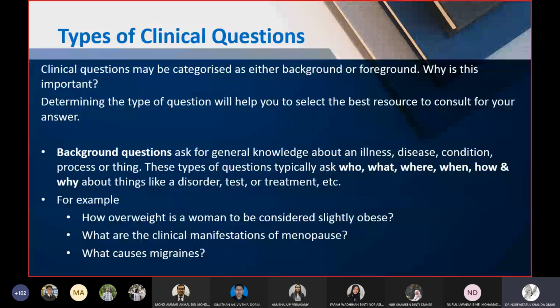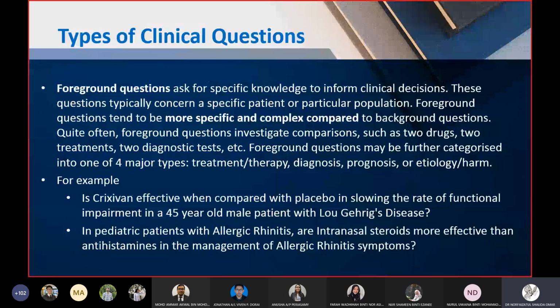The foreground is the specific knowledge to inform clinical decisions. These questions typically concern a specific or particular patient. Quite often they investigate or compare two drugs, two kinds of treatments or two kinds of diagnostics. And these foreground questions can be simplified into four major types: treatment or therapy, diagnosis, prognosis, and etiology or harm.